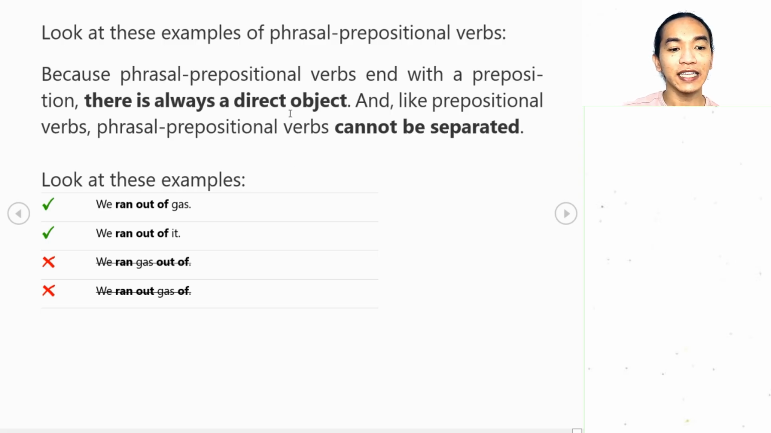Let's take a look at these examples of phrasal prepositional verbs. Because phrasal prepositional verbs end with a preposition, there is always a direct object. And like prepositional verbs, phrasal prepositional verbs cannot be separated. For example, we ran out of gas, we ran out of it. We cannot say we ran gas out of or we ran out gas of. You should always put your object at the end, after your preposition.